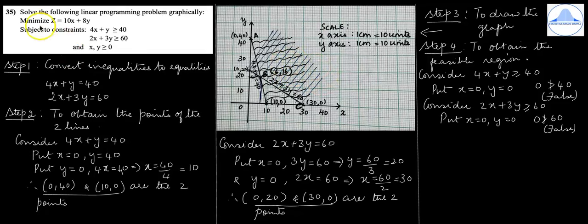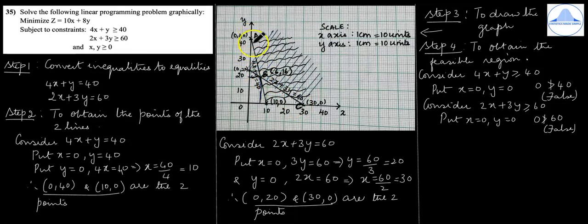So for a minimization problem, you need not get a closed figure. It can be an open figure or a closed figure. Here we have got an open figure. Even then you will have a solution. So now we have to find out where both the types of shading meet, and then you have to mark these as the corner points.